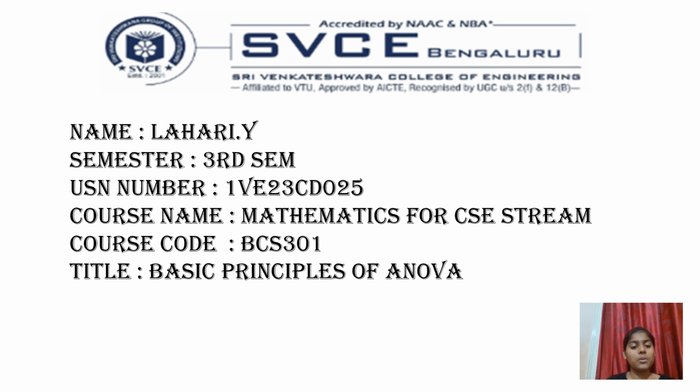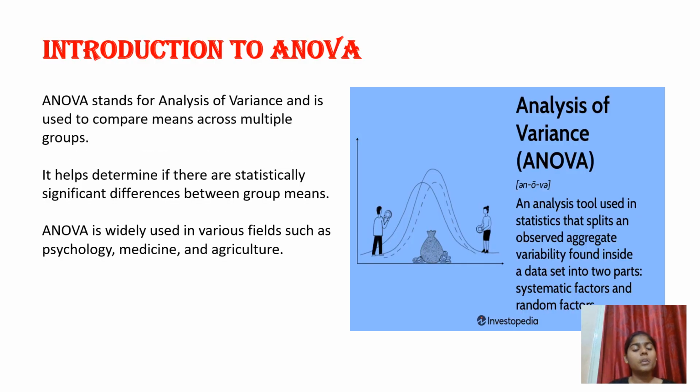Today we are going to see about the subject Mathematics for CSE stream. The course code of the subject is BCS 301. The title we are going to see today is Basic Principles of ANOVA.